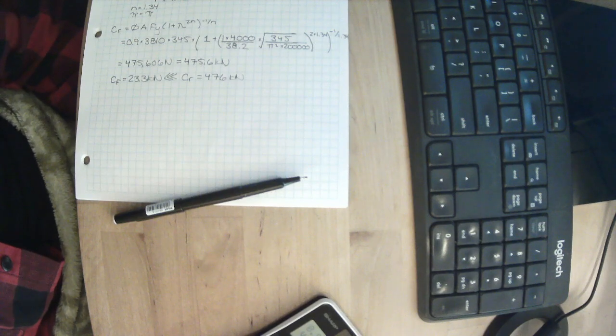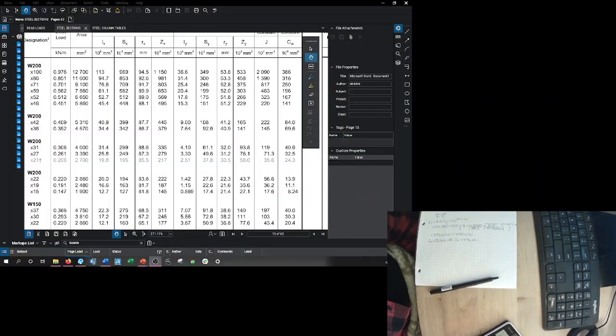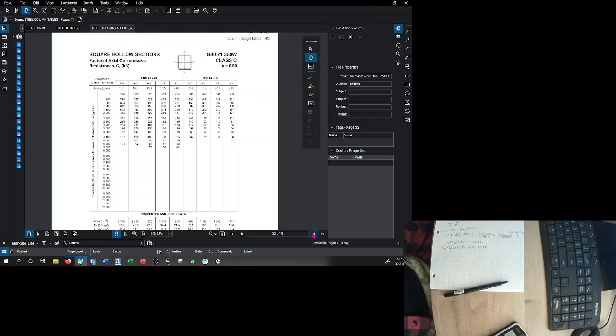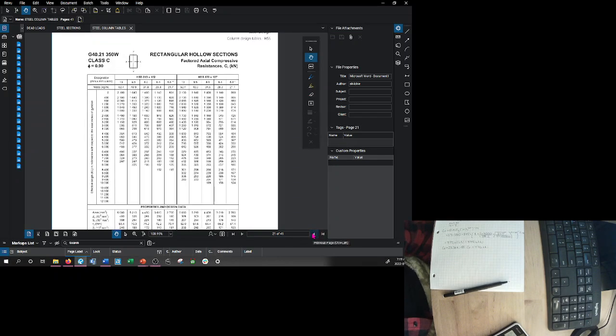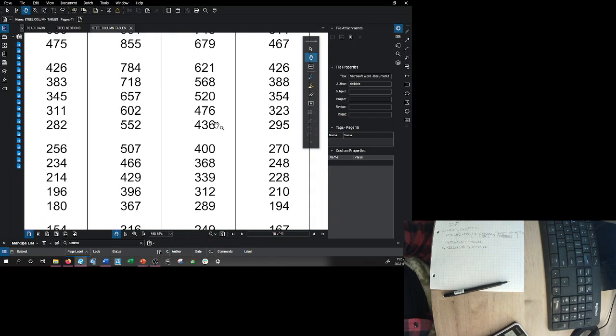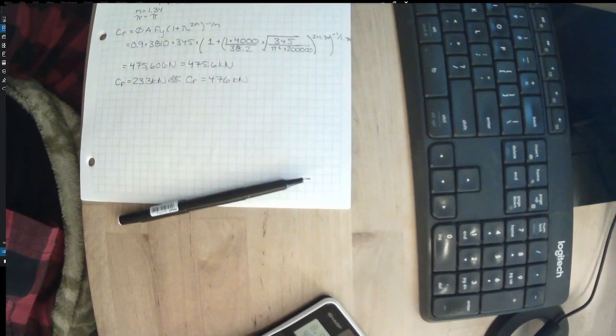Let's just double check ourselves against the published values for this. Let's go to the steel column tables. Let's find our W sections. All right, W150 by 30, 4 meters. Look at this, 476, exactly what we calculated. So that bodes well for our ability to calculate these things.